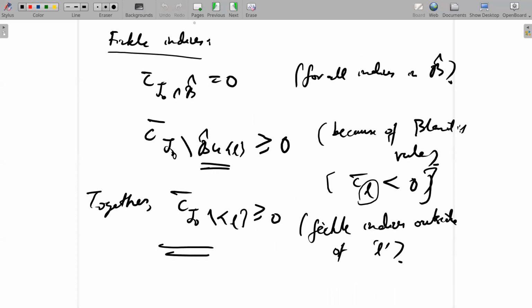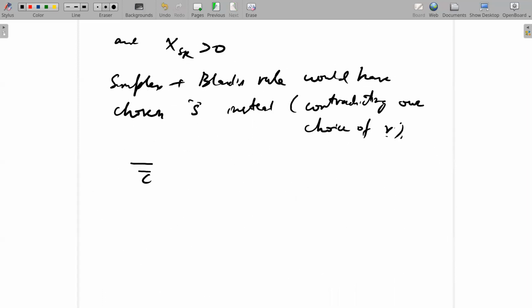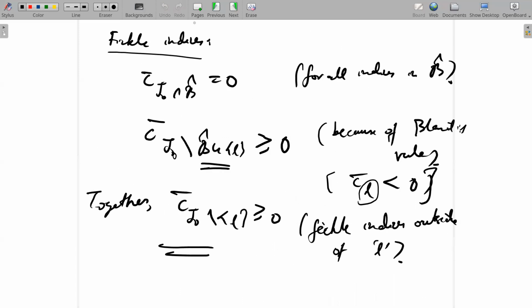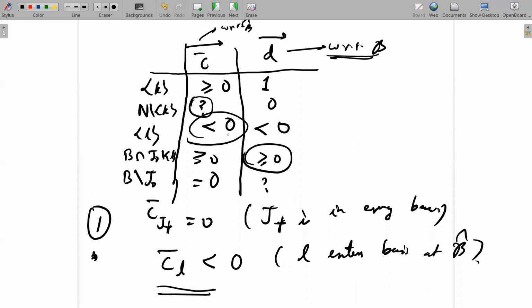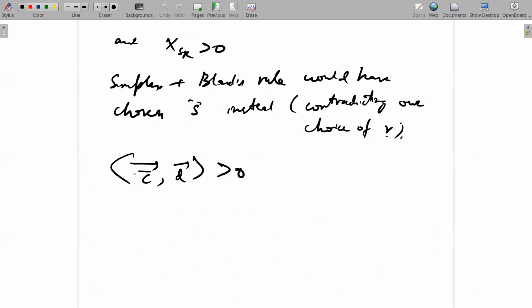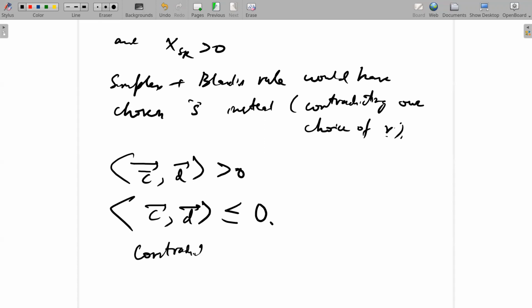Yeah, so we have filled out a table, and this means C bar D is strictly bigger than 0, because there is one entry where both are strictly less than 0. So the product is going to be strictly bigger than 0. Whereas C dot D is less than or equal to 0. So another contradiction of our very original hypothesis. So this shows that Bland's rule will prevent cycling from happening. Okay.